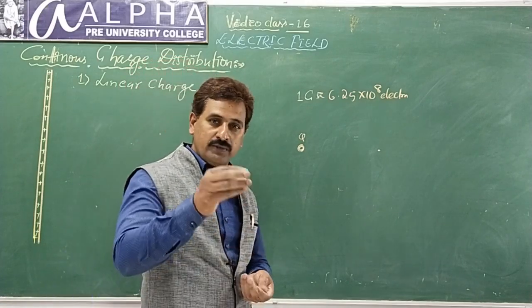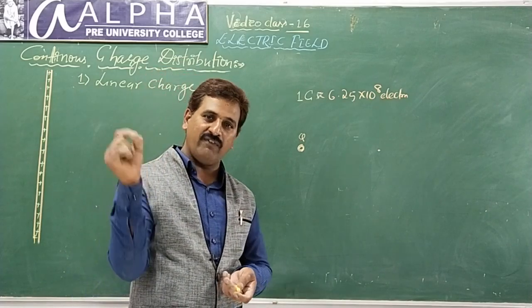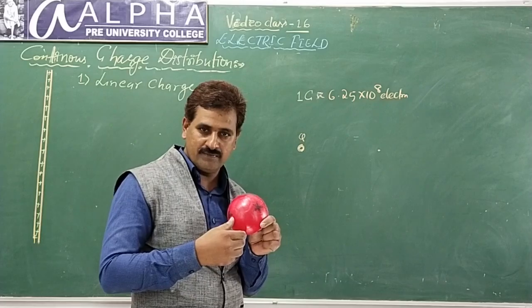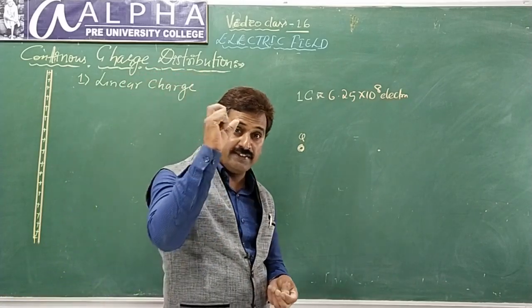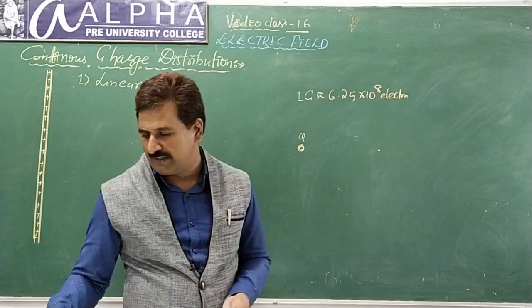You cannot straight away use Coulomb's law. Coulomb's law alone will not help to identify the electric field at a point due to a charge distribution like this one. So in such cases, we define charge densities. Very important word, like your mass density. What is mass density, students?